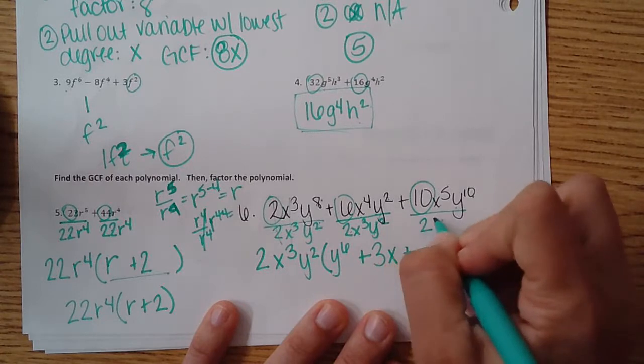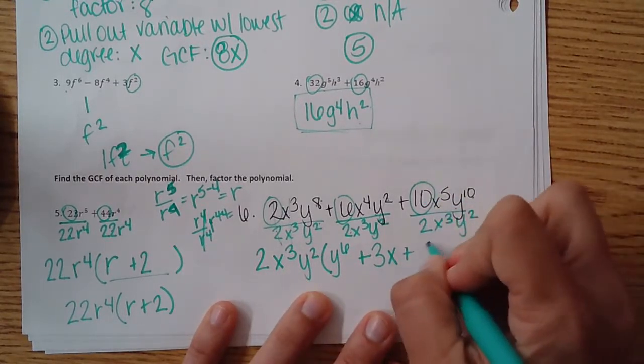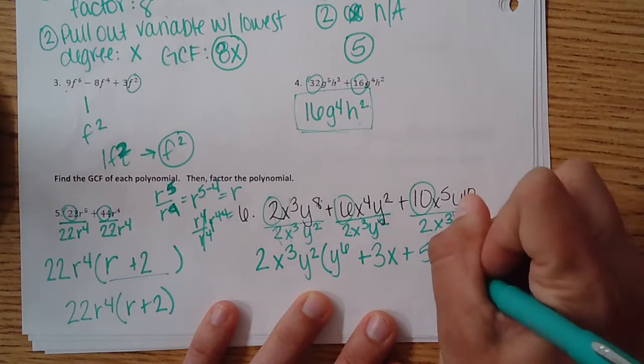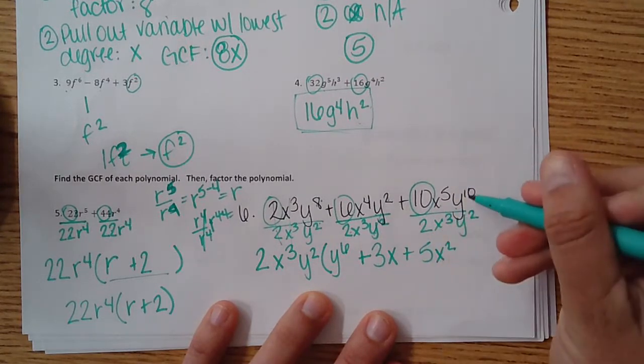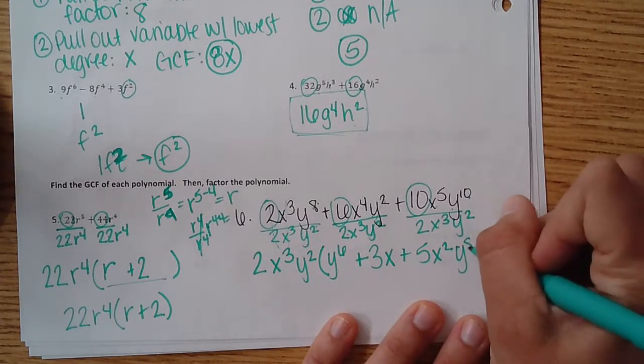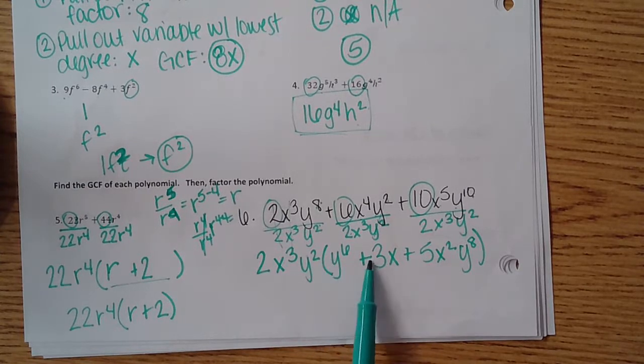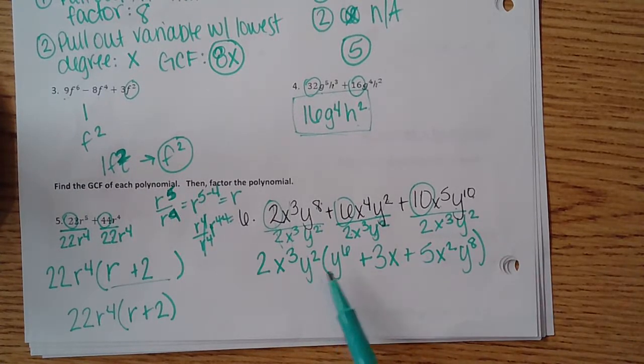Plus, divide this, 2x to the 3rd, y to the 2nd. 10 divided by 2 is 5. X to the 5th divided by x to the 3rd is x to the 2nd. Y to the 10th divided by y to the 2nd is y to the 8th. When you get through here, you should be left with numbers that cannot be divided out anymore, and then check your variables. All right, and that is it for greatest common factor.